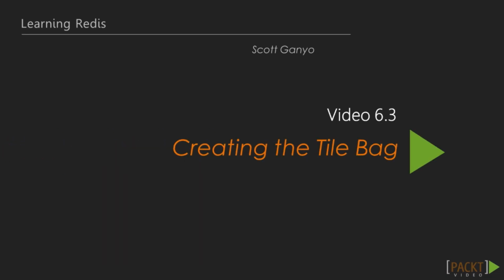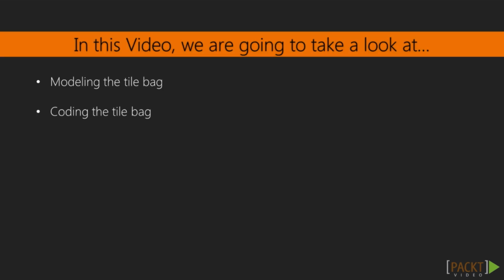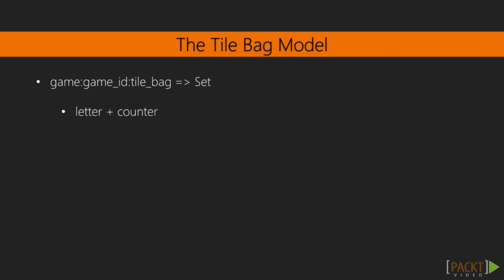Video 6.3, the tile bag. In this video, we'll look at how we intend to model the tile bag, and then we'll go ahead and put it into the code. The tile bag is quite simple. We need a structure to store all the tiles that a player can use in the game. This is basically just the alphabet, but we'll also have several letters that can be used more than once, so we'll need to account for that.